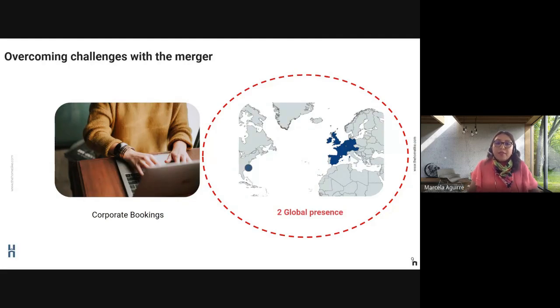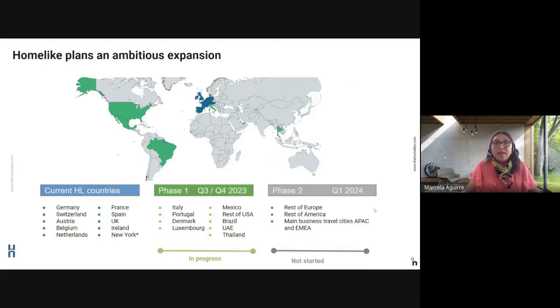Let's explore now the second one of the challenges about global presence. And here you have a very nice map that has 3 different colors. Different colors show different phases. Blue is where Homelike currently operates on the B2C market. The green one is our work in progress, and the gray one is phase 2, the future.